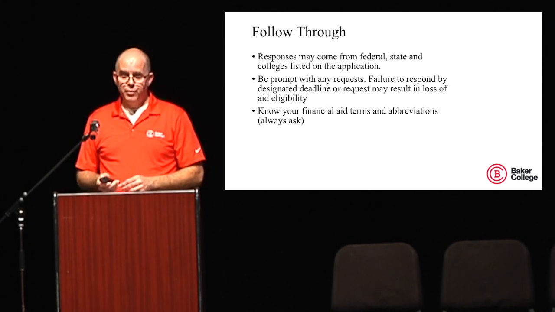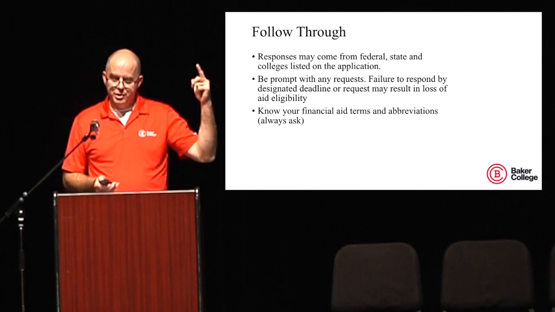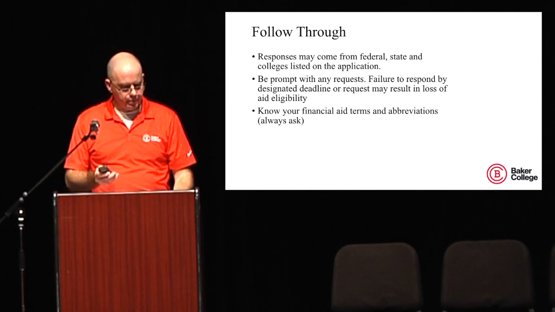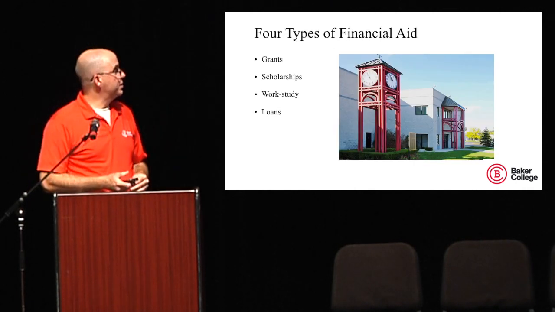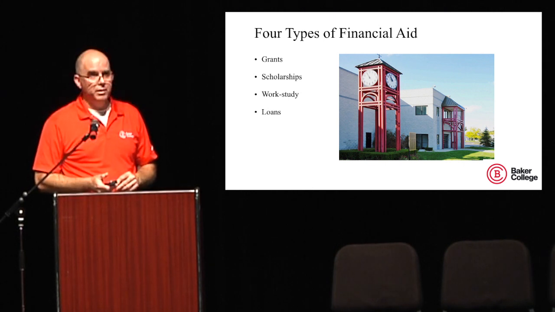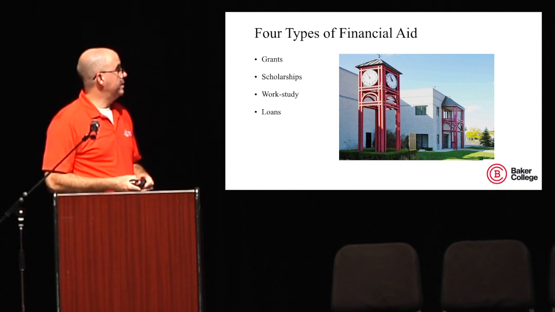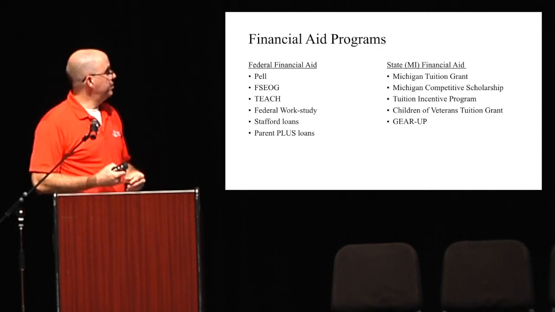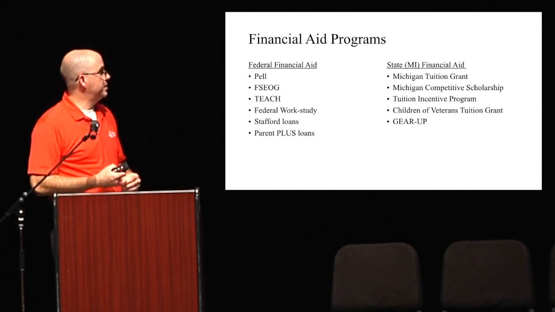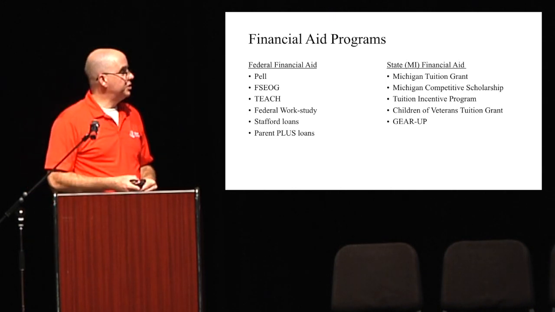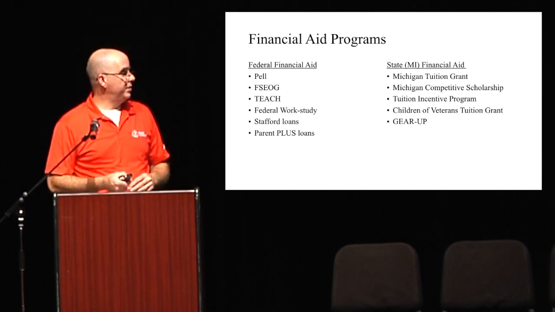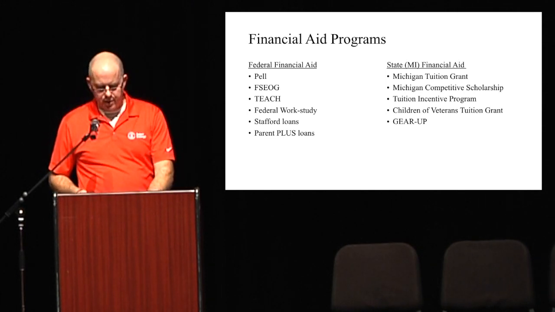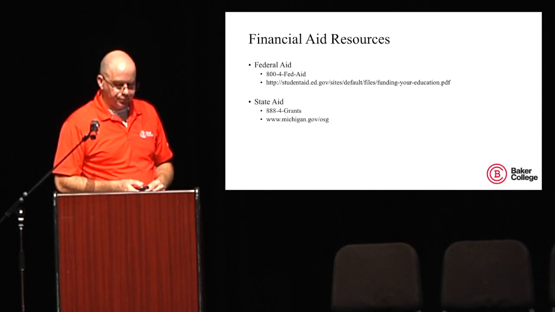Let's drill a little deeper on the four forms of financial aid. Again, those are grants, scholarships, work study, and student loans. Up on the screen here, these are some of the larger forms of financial aid that will be available to your student. Federal aid: you have the Pell Grant, the Federal Supplemental Educational Opportunity Grant, TEACH Grant, Federal Work Study, Stafford Loans, and the Federal PLUS Loan. On the state level, we have the Michigan Tuition Grant, Michigan Competitive Scholarship, Tuition Incentive Program, Children of Veterans Tuition Grant, and GEAR UP. We're going to talk about a few of those in just a moment.